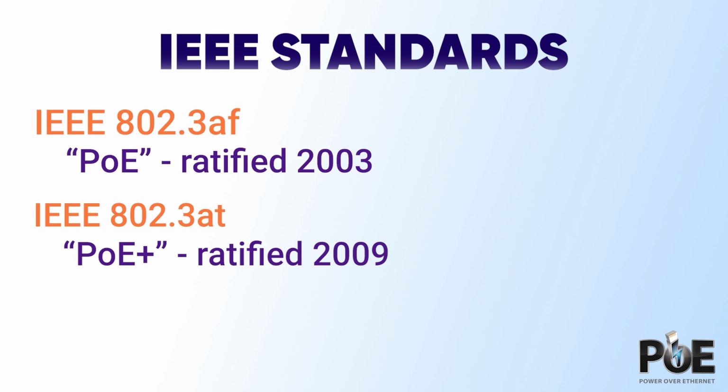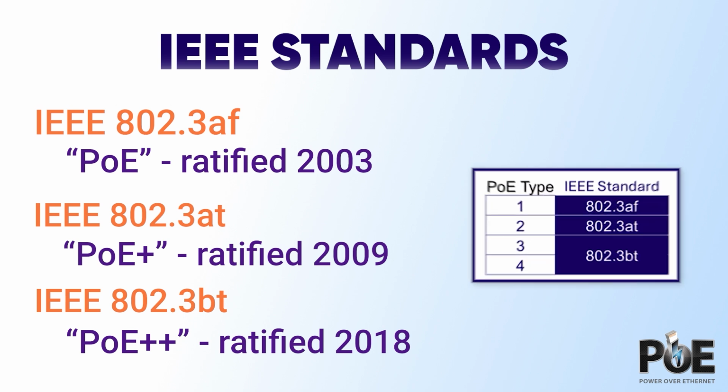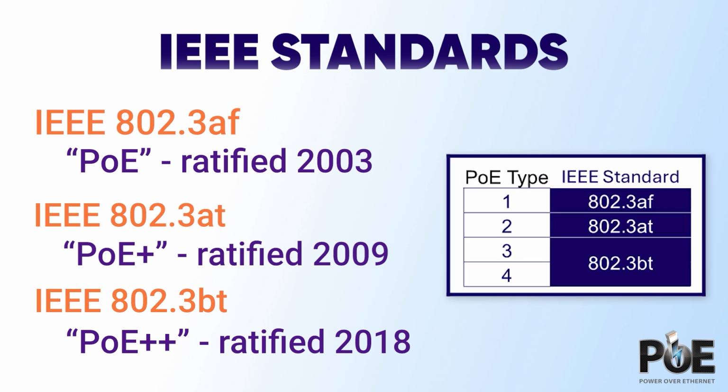PoE Type 2 was defined in the 2009 standard, 802.3at. Some refer to this as PoE+. PoE Types 3 and 4 were defined in the 2018 standard, 802.3bt. Some refer to this as PoE++.